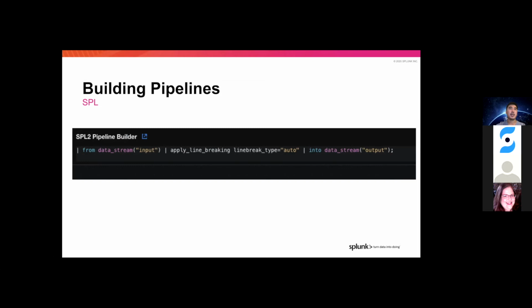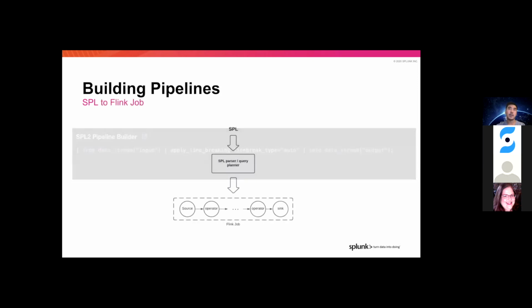So you can just write SPL, and then it will basically be translated or parsed into a pipeline as well. How that works is similar to translating SQL or any sort of query language into a stream processing job. You have the SPL, a parser and query planner, and then eventually it gets converted into a Flink job of sources, operators, and sinks. So we have that as well to allow users to use the existing SPL and Splunk language to orchestrate pipelines from that perspective.